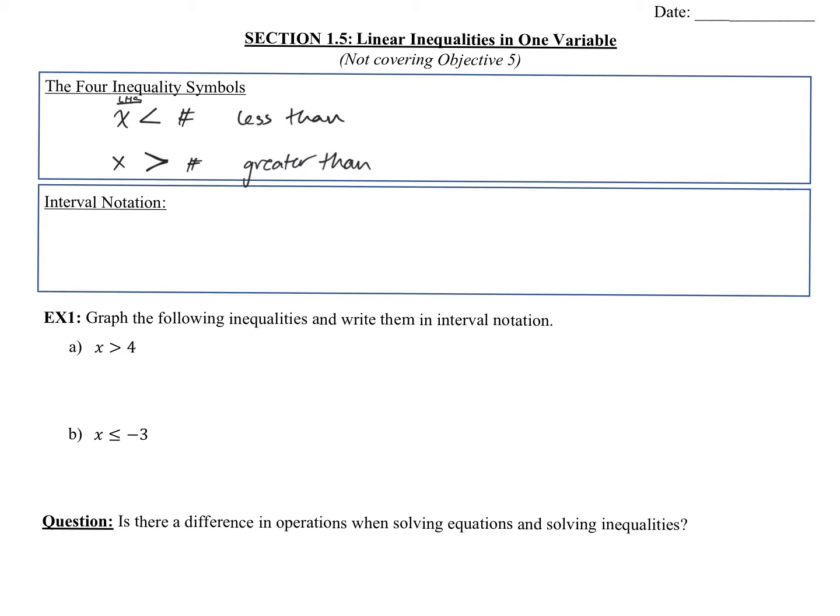We have 2 more to go. They're very similar to the other 2. So we have x less than, and we'll put this little line under the bottom. That means x is less than or equal to. And the other one, x is greater than or equal to a number.